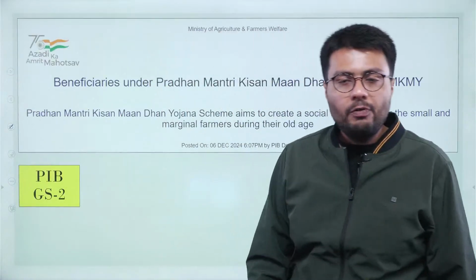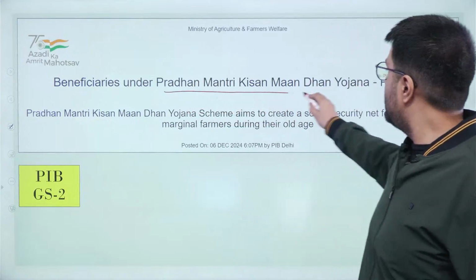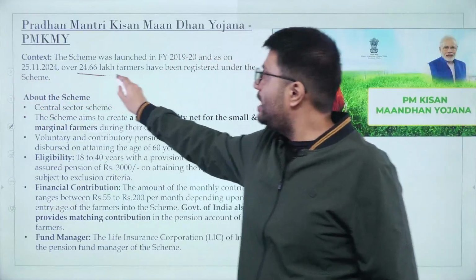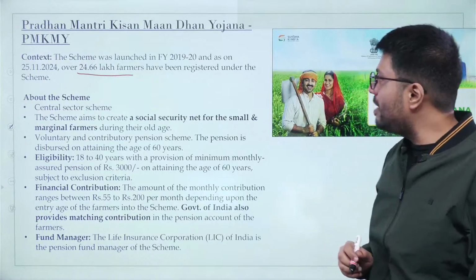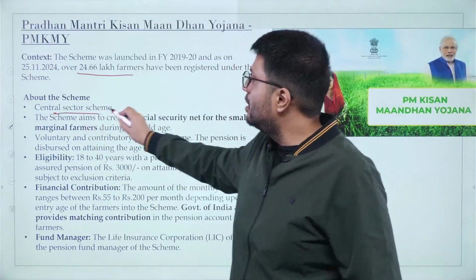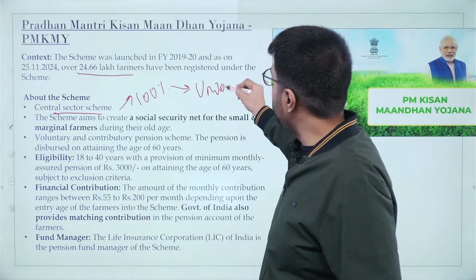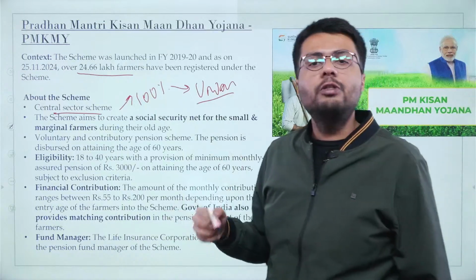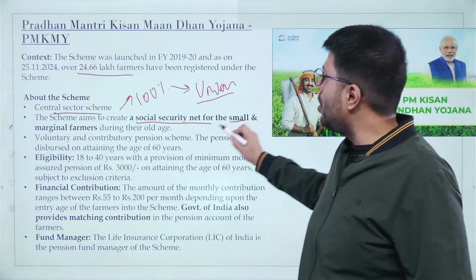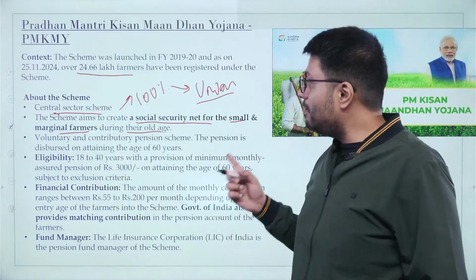So, we move to the last article of the day, which appeared in the Press Information Bureau, called Beneficiaries under Pradhan Mantri Kisan Maan Dhan Yojana. Now, this article highlights that as many as 24.66 lakh farmers have been registered for this scheme, which is a central sector scheme. Central sector scheme means 100% of the contribution to this scheme is made by the union government with no contributions from the state government. Now, this scheme intends to create a social security net for small and marginal farmers during their old age.